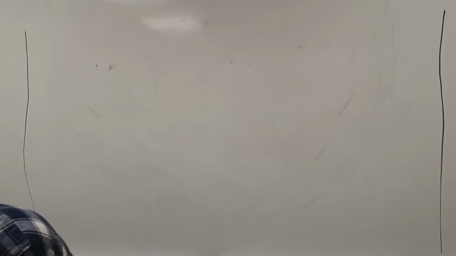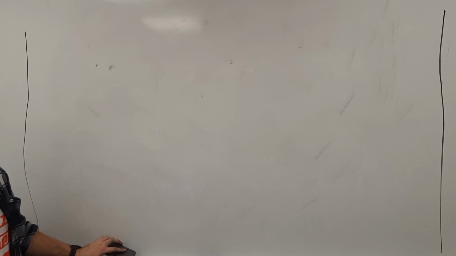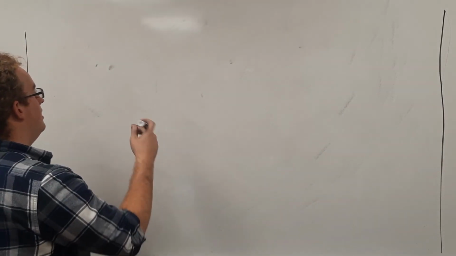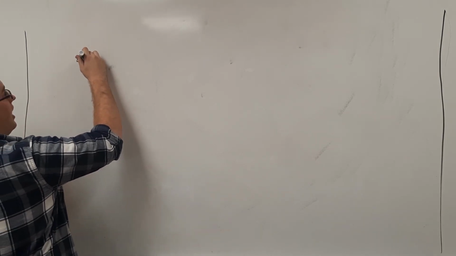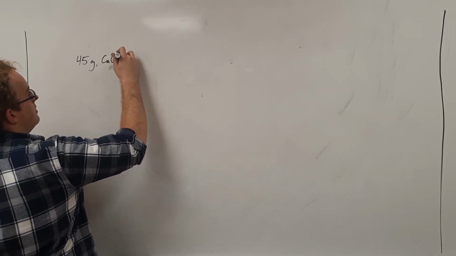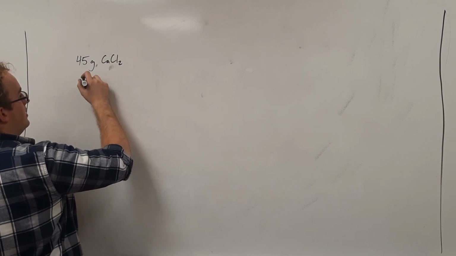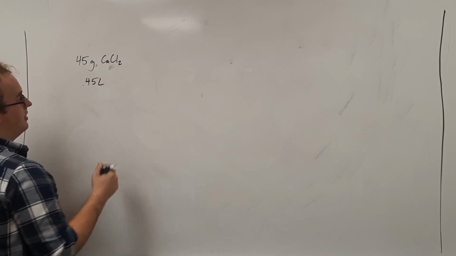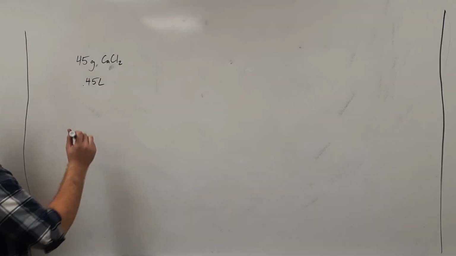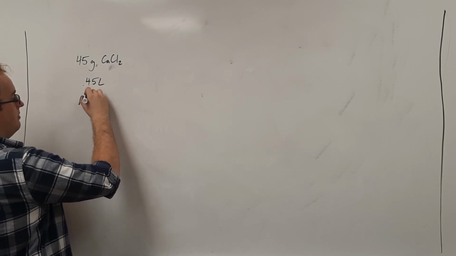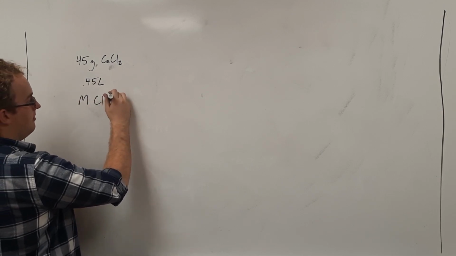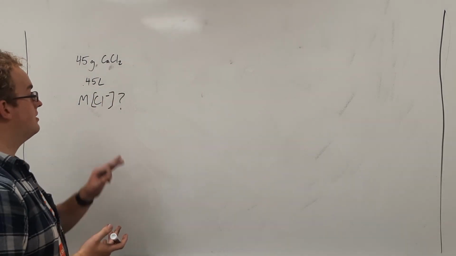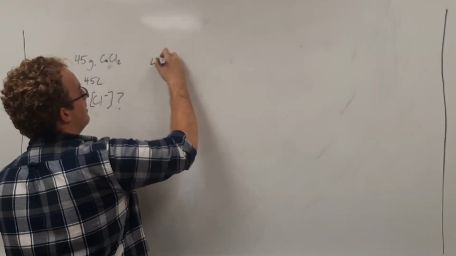Okay, let's talk about ion concentrations as part of an ionic compound. We sort of touched on this a little bit earlier, but let's say that we had 45 grams of CaCl2, right? And we dissolve this in 0.45 liters of water. The question might ask us, what's the concentration, the molarity of Cl minus ions? What is that? So let's approach this.